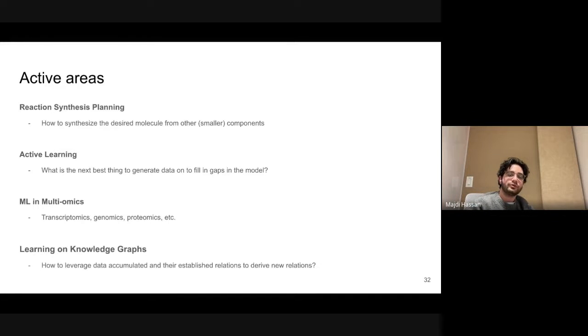So let's say your model is predicting really badly on this space of chemical molecules. Well, then let's just try to generate more data to fill in the gaps and then train the model to have it perform better. I think there's a recent trend in growing interest in machine learning and multiomics, and then learning on knowledge graphs, which is kind of leveraging all the data and relations accumulated to derive even new relations.